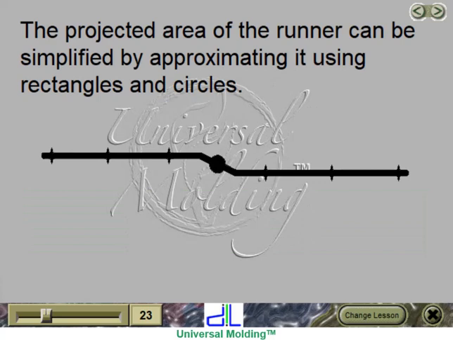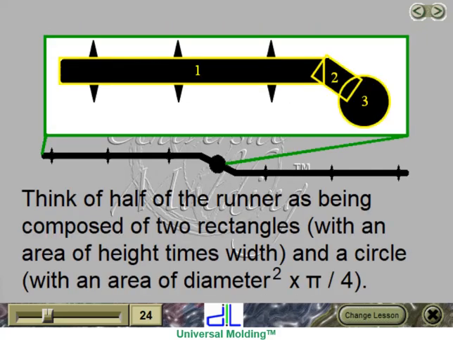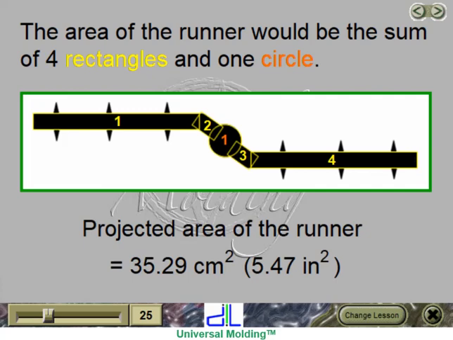The projected area of the runner can be simplified by approximating it using rectangles and circles. Think of half of the runner as being composed of 2 rectangles with an area of height times width, and a circle with an area of diameter squared times pi divided by 4. The area of the runner would be the sum of 4 rectangles and 1 circle. The projected area of the runner would equal 35.29 square centimeters or 5.47 square inches.